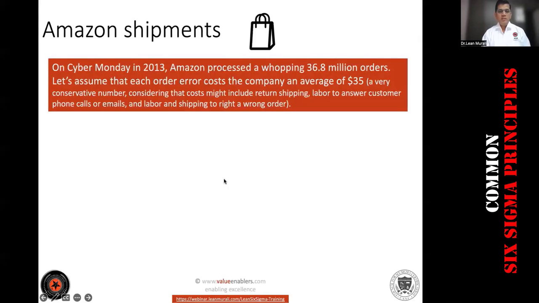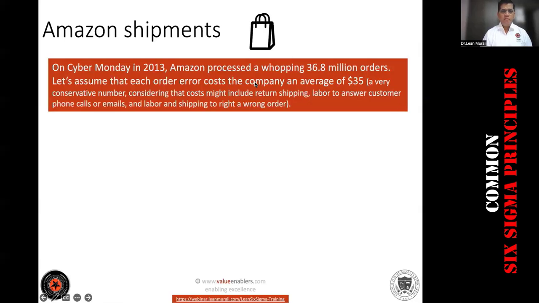Amazon shipments. We shared this example last time. It is a quick recap, so I'll go through a little fast. On Cyber Monday in 2013, Amazon processed 36.8 million orders. If an error is made in an order, it is going to cost Amazon $35 for every error. All of you type $35 in the chat box, just to reinforce these values. For every error that is made, they are going to lose $35.